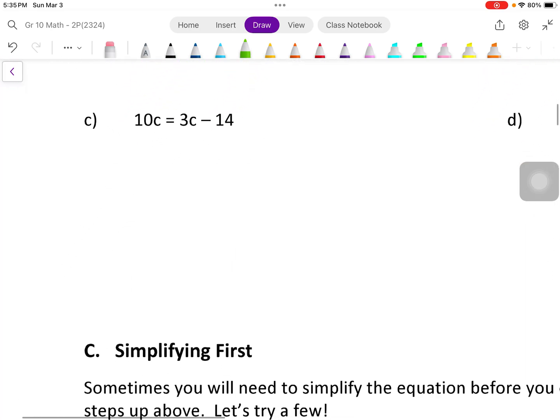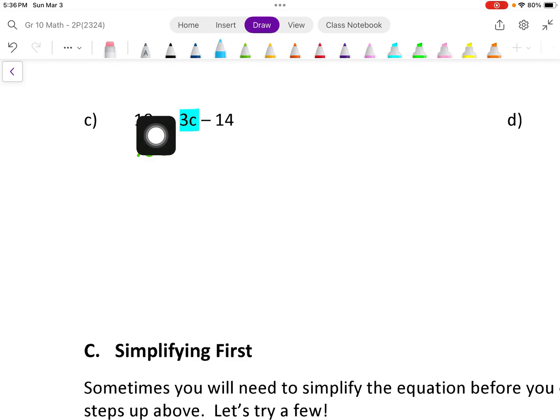In this question, we have a c on both sides of the equation. So that's part of the first step of simplifying first, and that means that we want to put all of our variables together. So what I want to move is the 3c. I want to move it from the right side of the equation to the left. So what did I already have on the left? I had 10c.